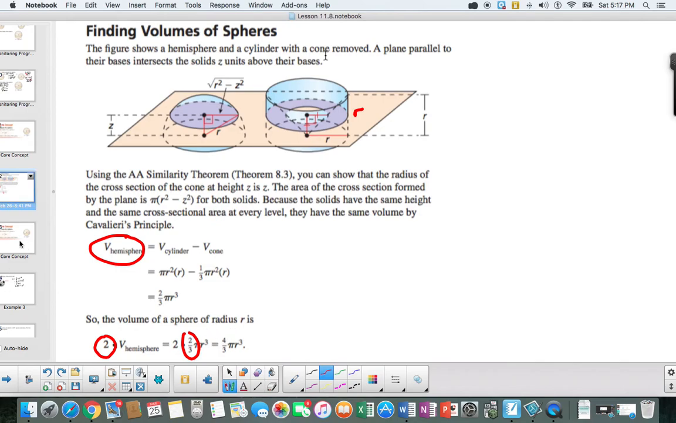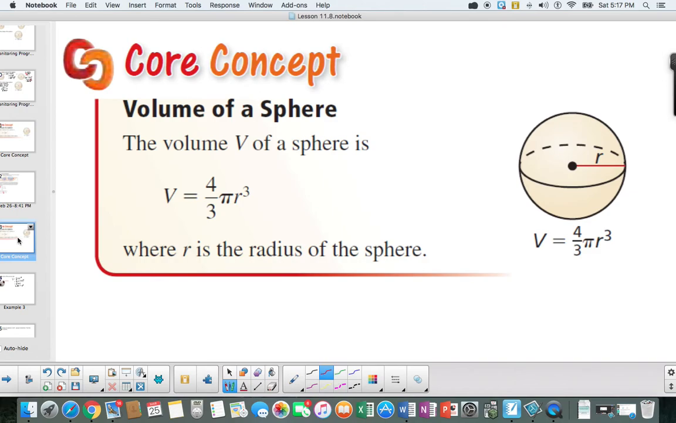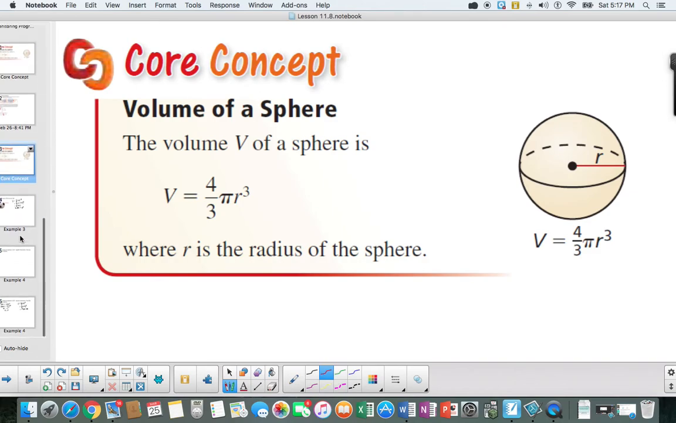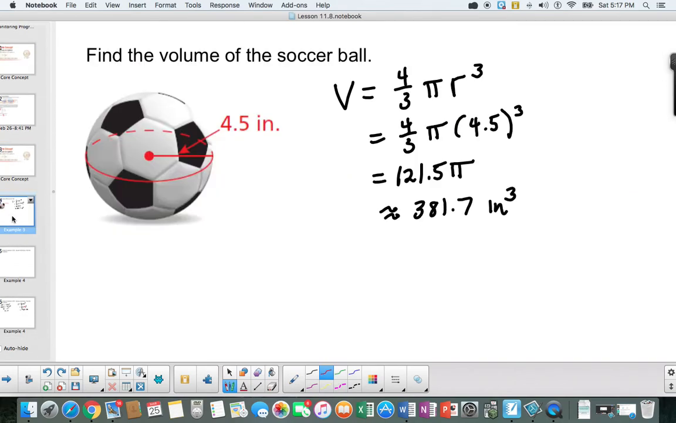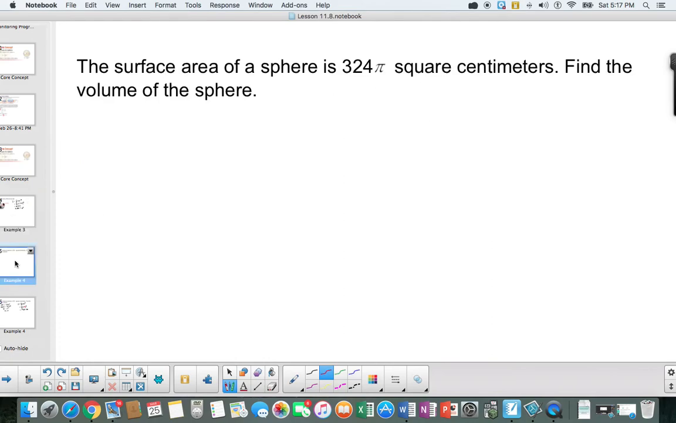And let me show you the formula again. The volume is equal to 4/3 pi r cubed. Let's go ahead and see how we use the formula. Write out the formula, substitute the radius in there, and then you get your answer. Your turn. Stop the screencast and see how to do it.